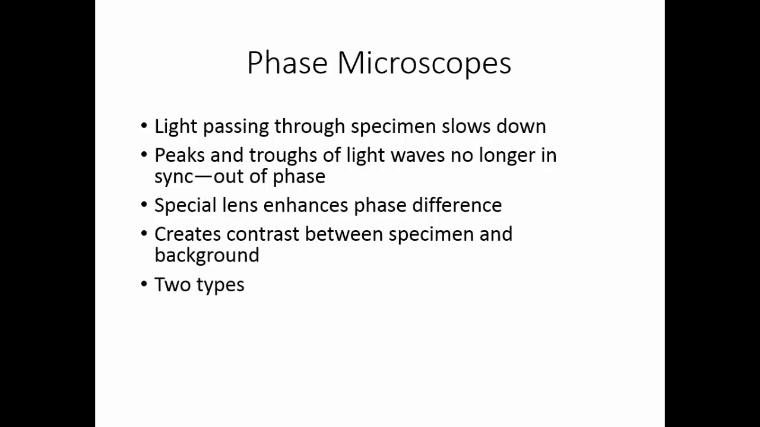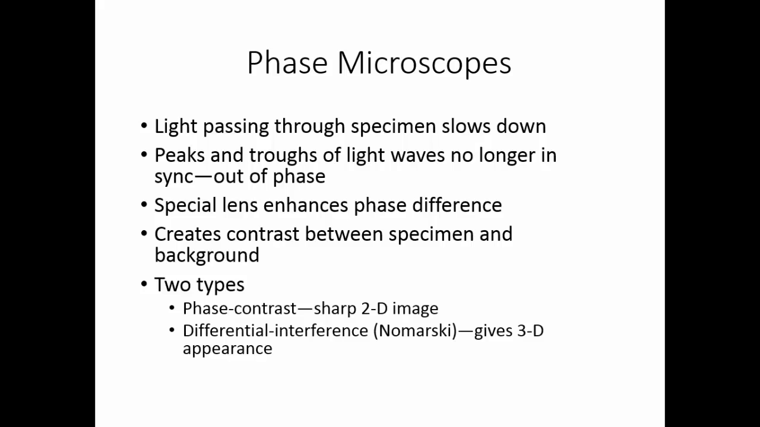There are two types of phase microscopes. One is the phase contrast microscope, which gives you a pretty sharp 2D image, and the other one is a differential interference microscope, sometimes called a Nomarski microscope, that gives you a 3D appearance.